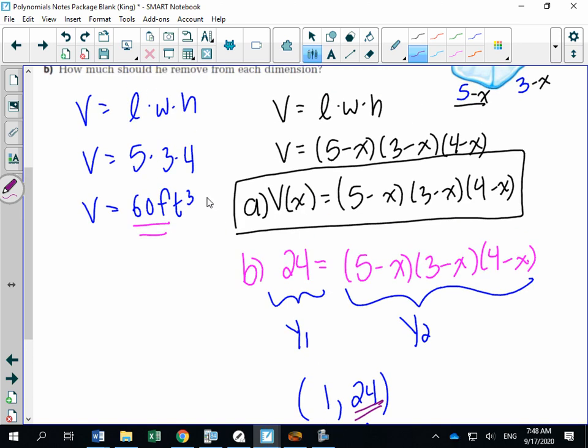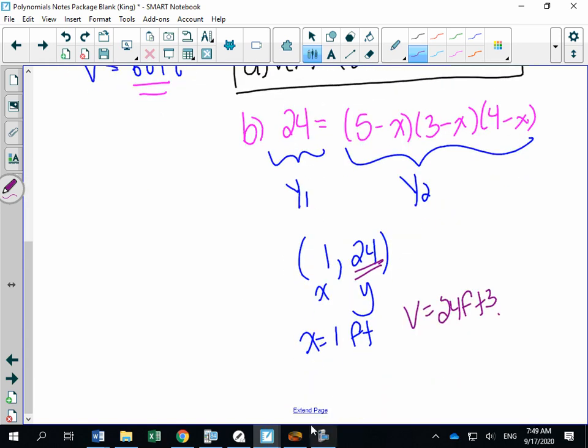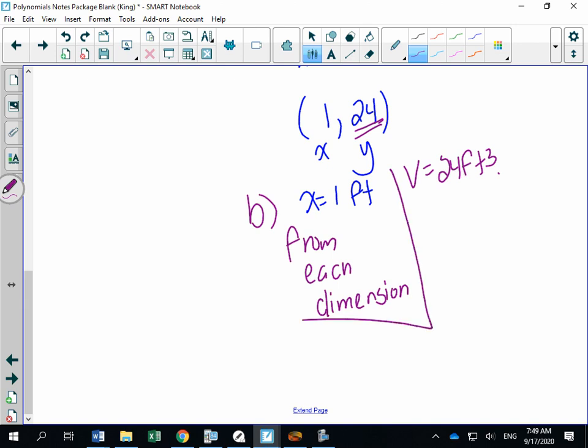So the B was how much should he remove from each dimension? So we want to say the answer for B would technically be he would remove 1 foot from each dimension, and then we will check. Okay, so that's how much he's going to remove.